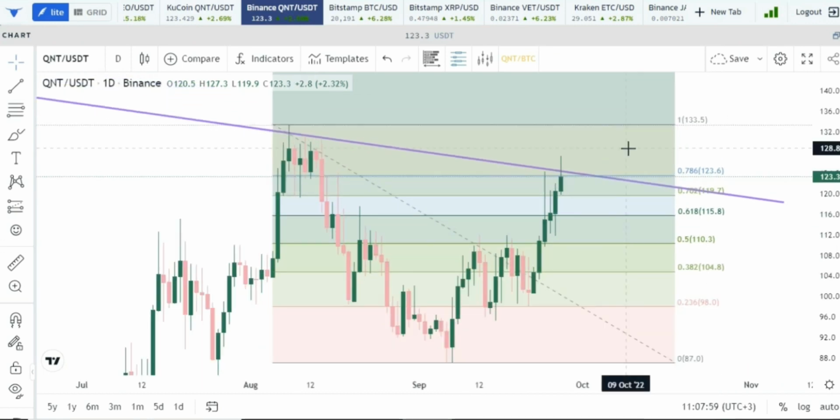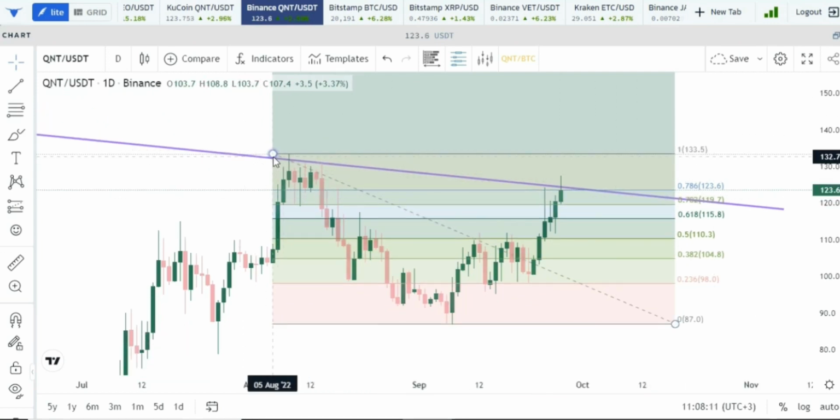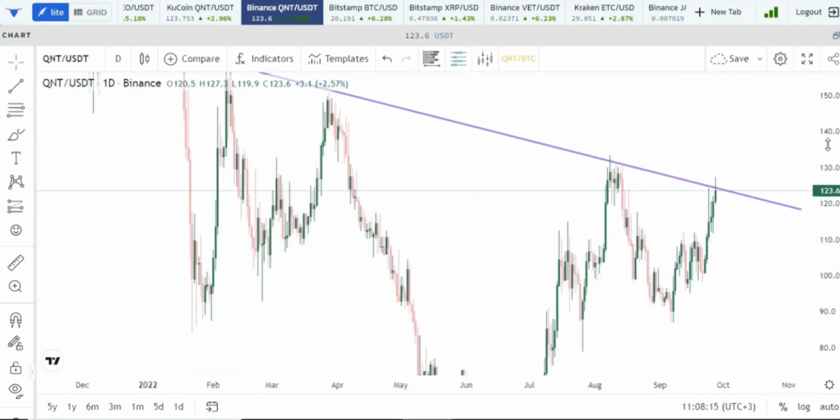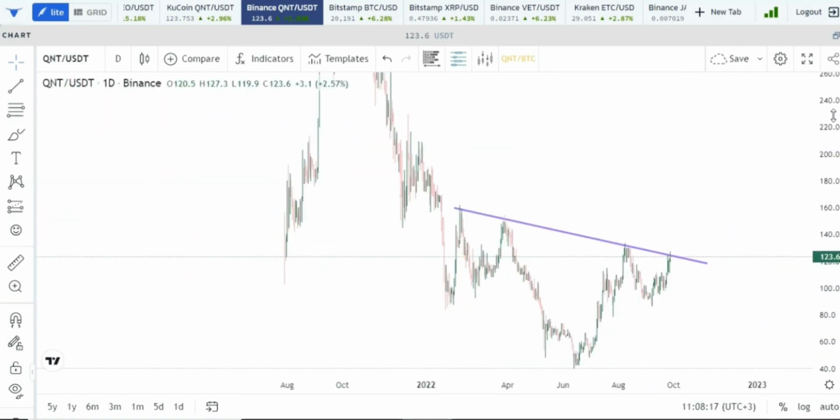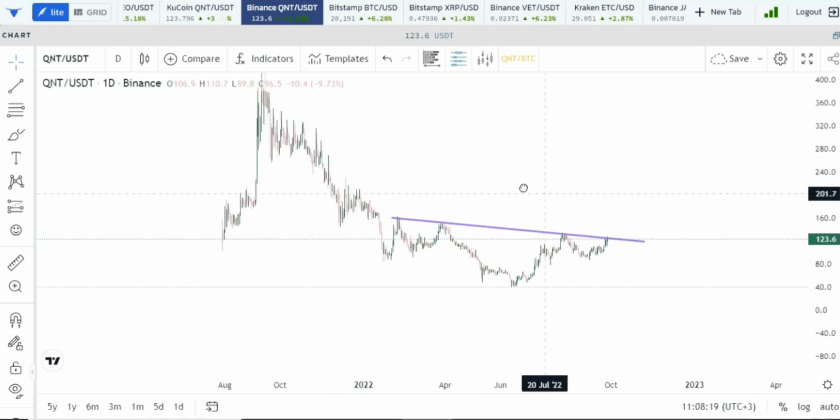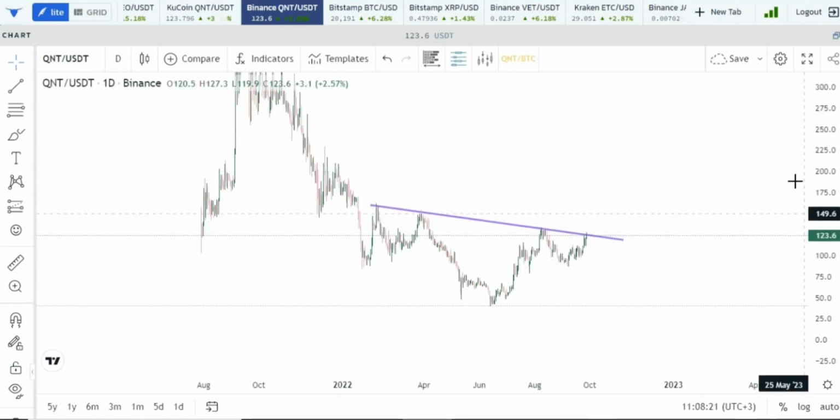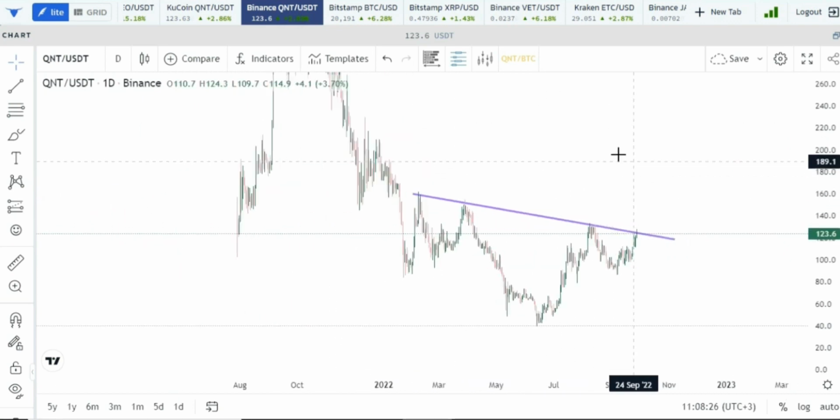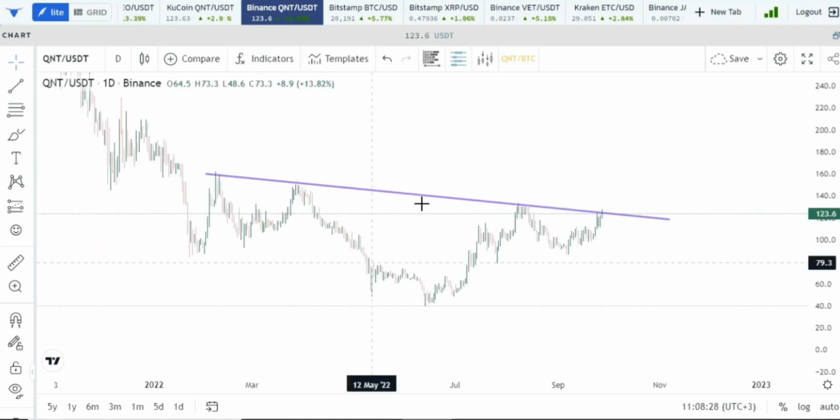So breaking and closing a daily candle above $123 gives us at least a ticket to go and take out this high that we made right here, which is at $133 or something like that, right? And actually this level right here is also another Fibonacci retracement level. According to this whole rally that we had here, it is the 0.236 Fib retracement level, if I'm not mistaken. So yeah, taking this level out will give us major confirmation of this head and shoulders pattern that we have at the moment.